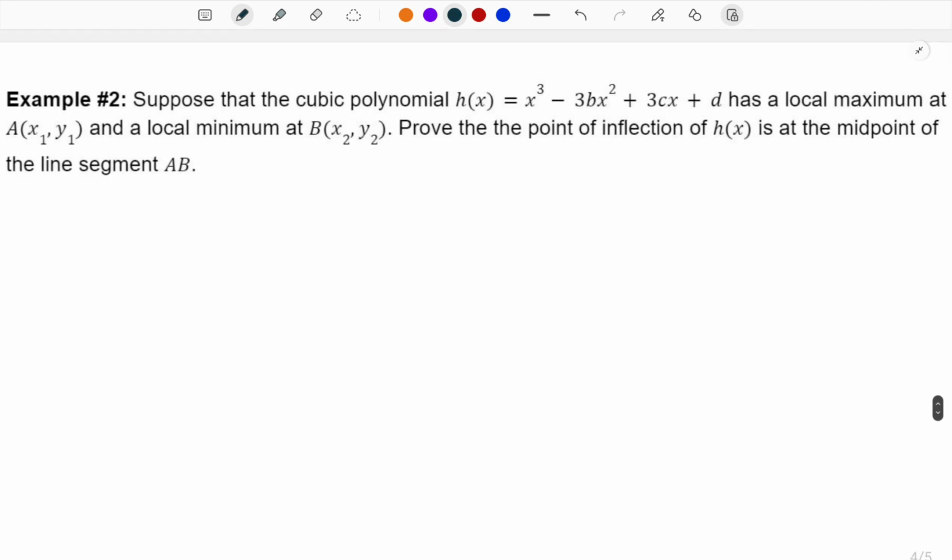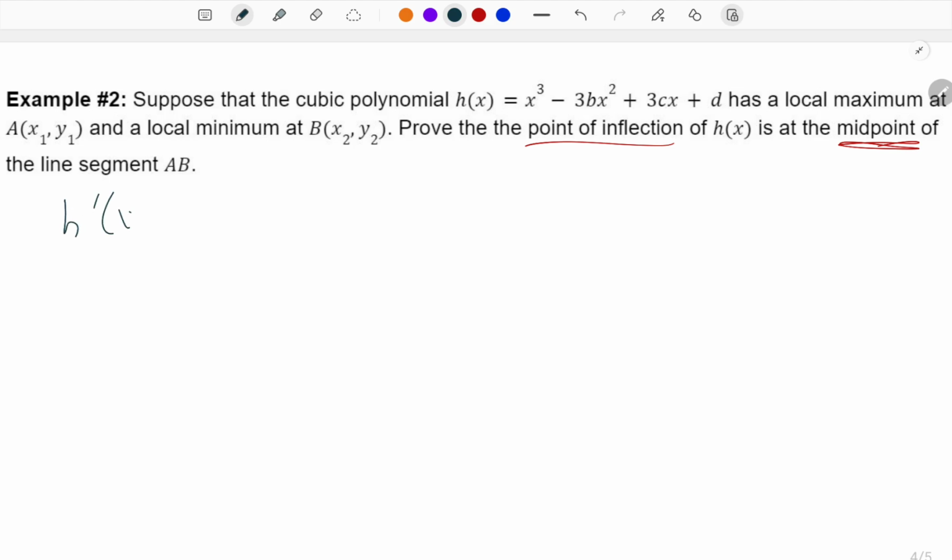So the next one, we have a cubic polynomial, x cubed minus 3bx squared plus 3cx plus d. And we know that has a minimum and a maximum at those 2 points. And we want to prove that the inflection point, or the point of inflection, is at the midpoint of the line segment. Okay, so let's first of all just get some derivatives done.